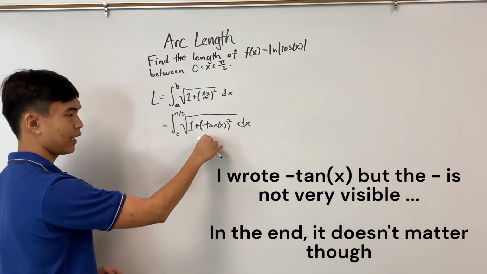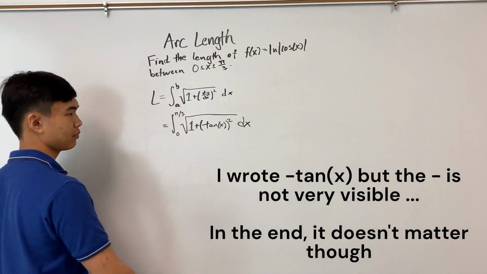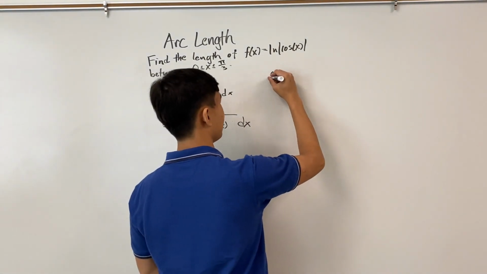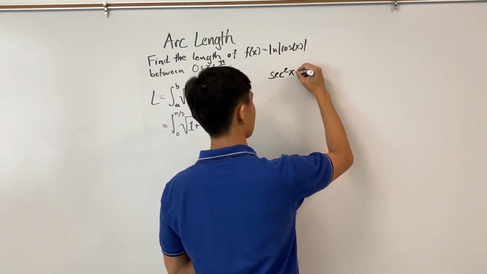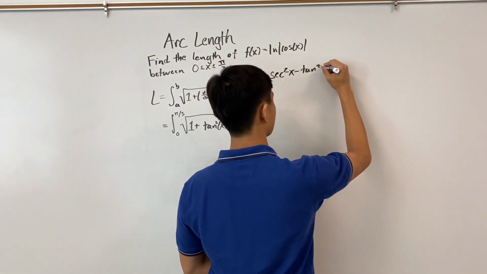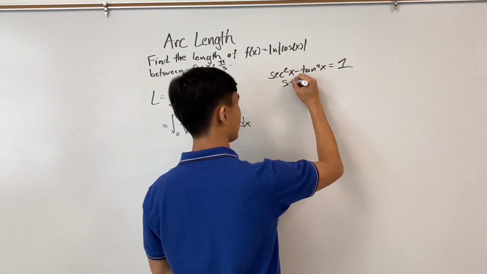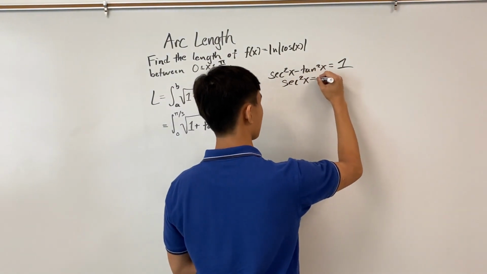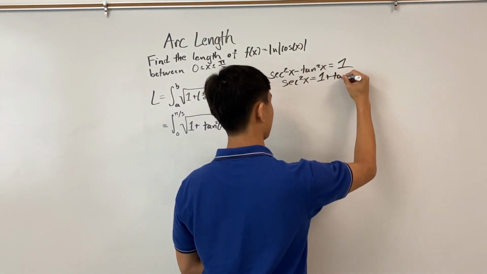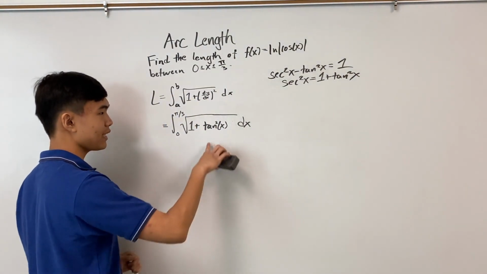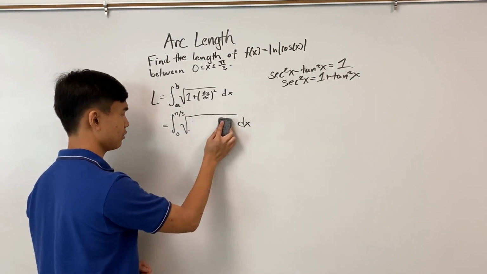And now I'm going to apply the square on the tangent x, like so. And now I'm going to call on the trigonometric identity that secant squared x minus tangent squared x is 1. When I add tangent squared to both sides, we get secant squared x equals 1 plus tangent squared x, which is what we have right here. So I'm going to go ahead and replace this with secant squared x, like so.